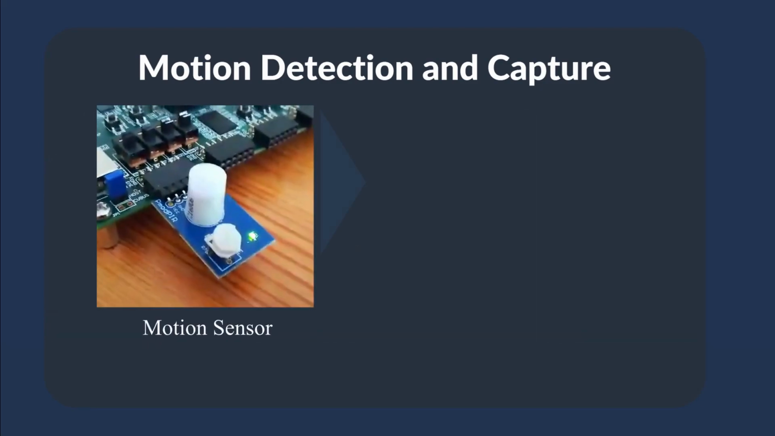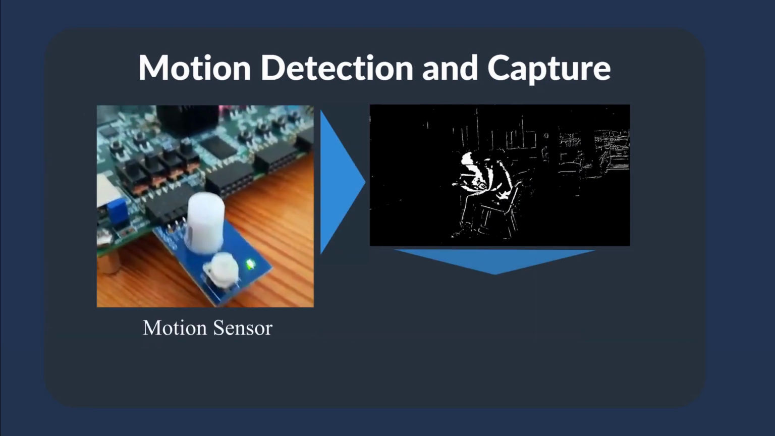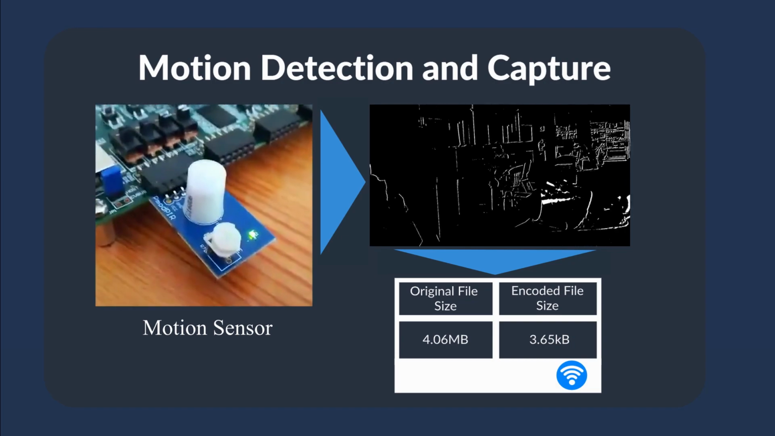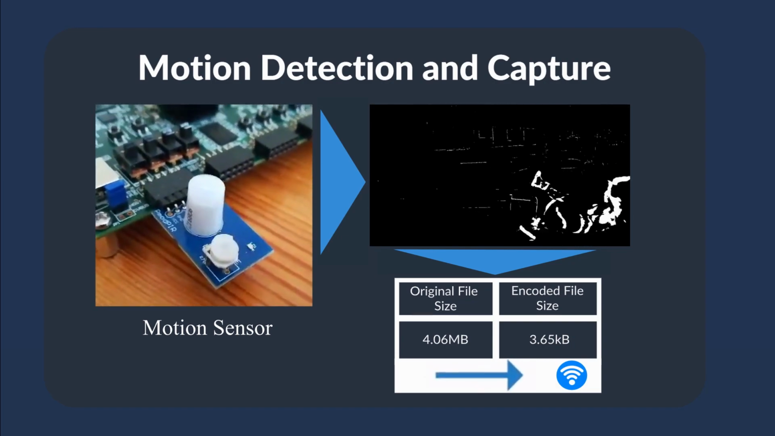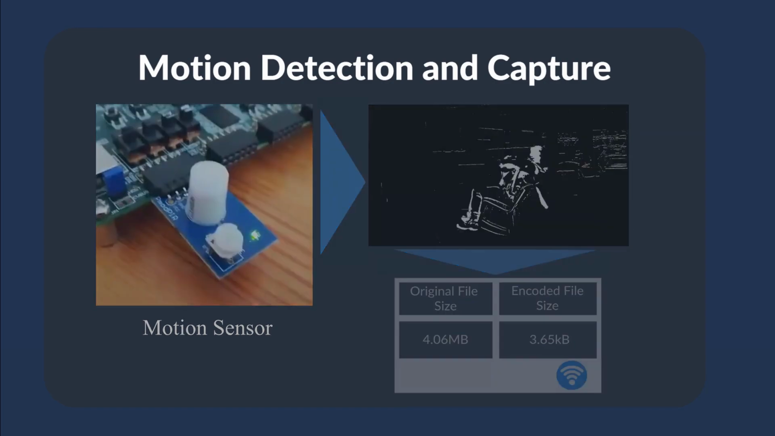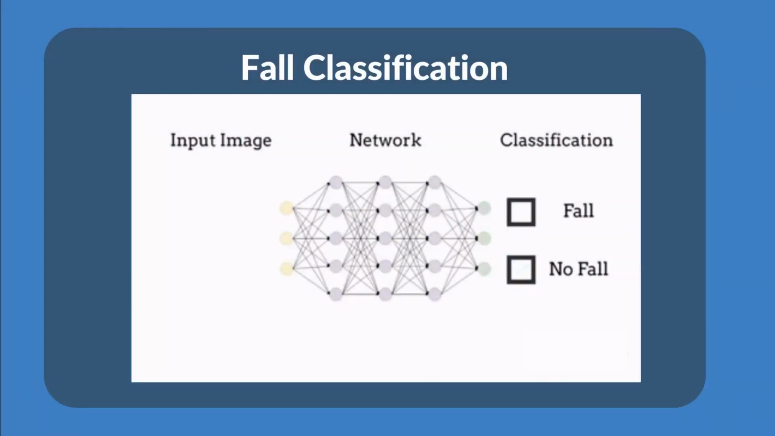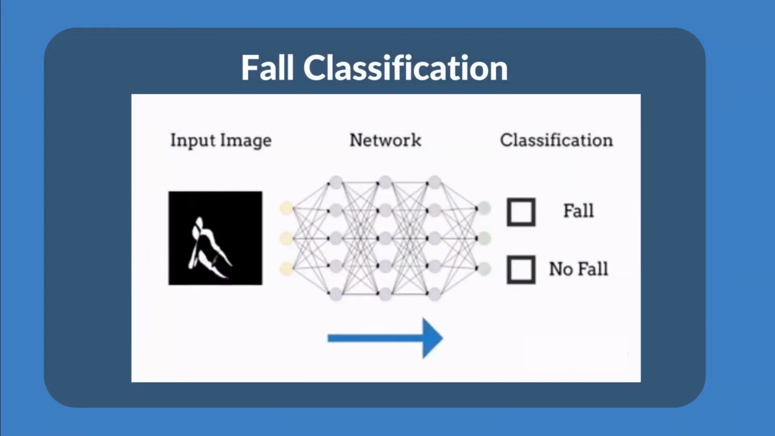Once movement is detected, the recorded data is encoded to reduce the file size, before being wirelessly transmitted to a processing server. The fall classification part of the project takes the DVS frames that have been wirelessly transferred from the FPGA and determines whether or not the user has fallen.